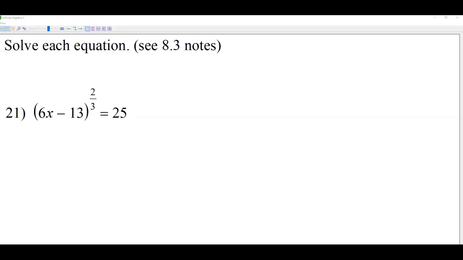Do another one here. Similar steps. Raise both sides to the 3 over 2 power. These cancel out, leaving me with 6x minus 13.